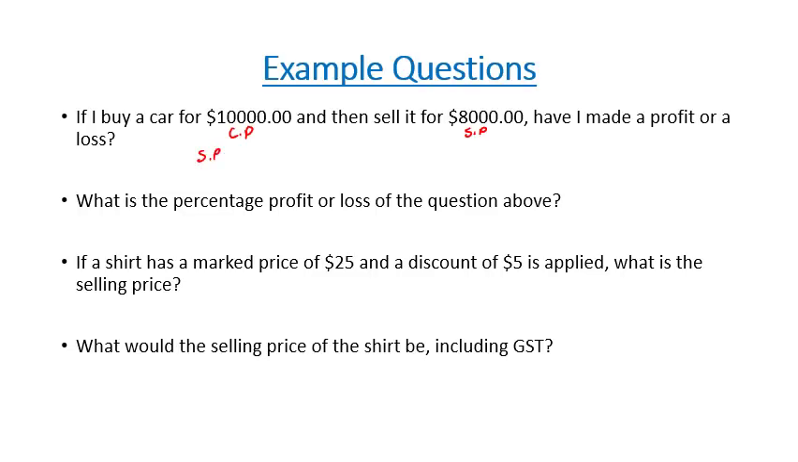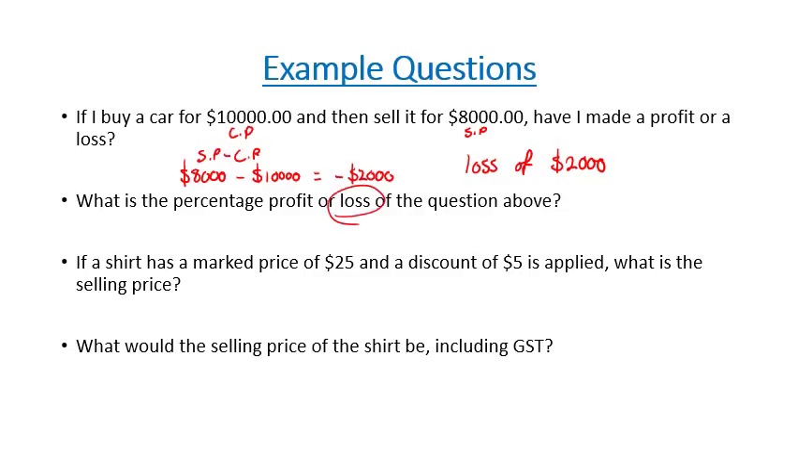So selling price take away cost price, I would have $8,000 and I would take away $10,000. This would leave me with negative $2,000. Therefore, I can say that it's actually a loss of $2,000.